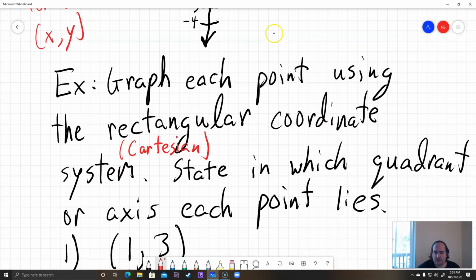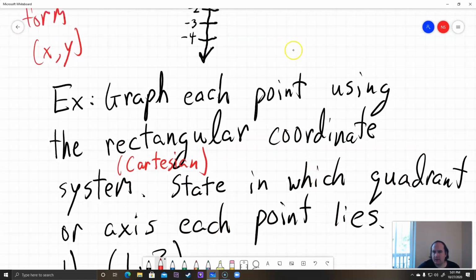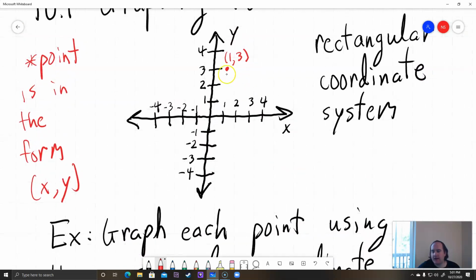Now the other thing they wanted us to do was to state in which quadrant or axis each point lies. This point is not on an axis. Keep in mind that when they say axis, it would have to be either on the x-axis, the horizontal axis, or on the y-axis, the vertical axis. The point 1, 3 is not on either axis, so it's in a quadrant. The top right quadrant is called Quadrant 1.